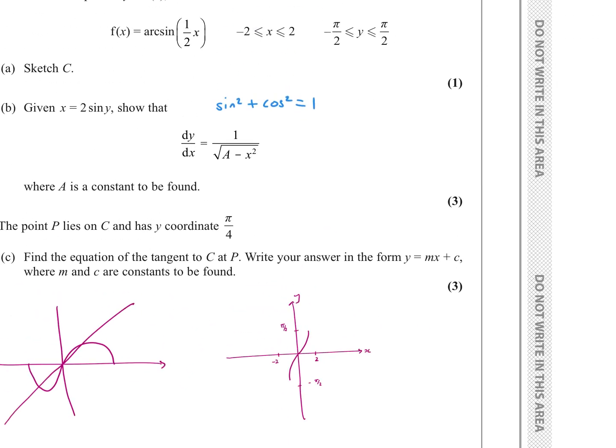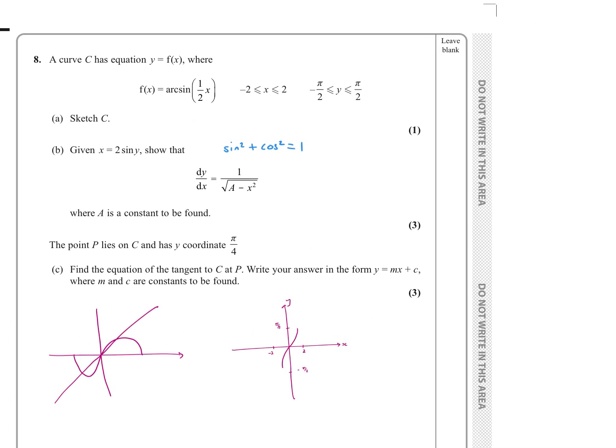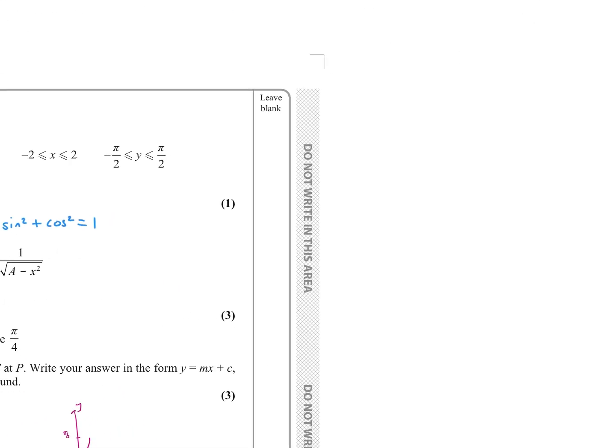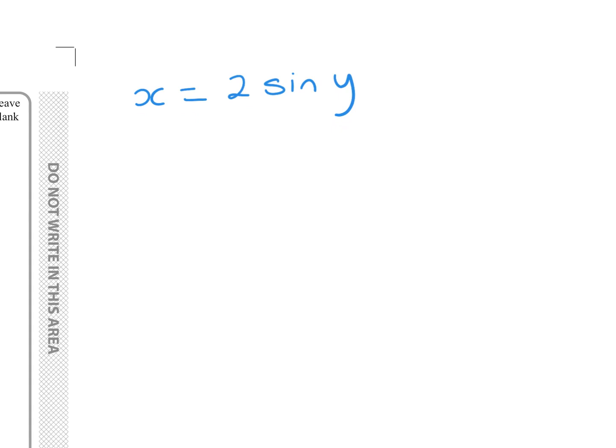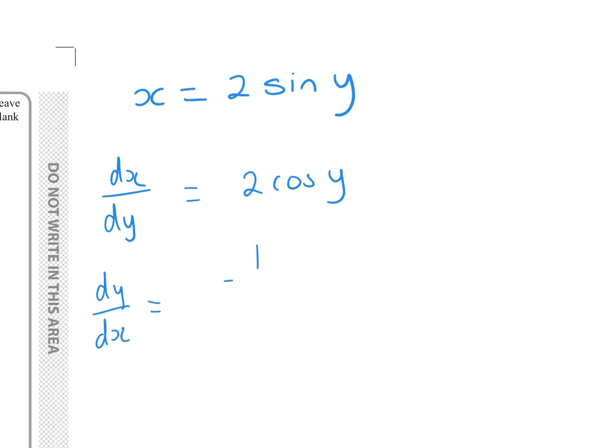Okay, the next part. This is what is exciting. B. Given that x equals 2 sine y. Let's do it together then. Let's differentiate this. So, dx by dy equals 2 cos y. So, dy by dx equals 1 over 2 cos y.